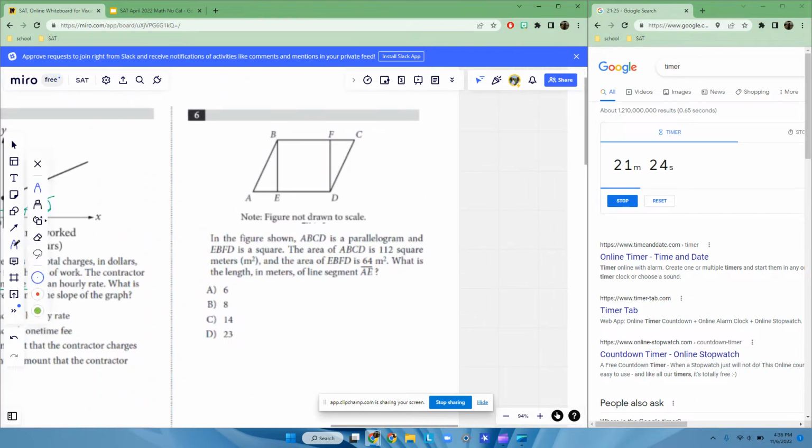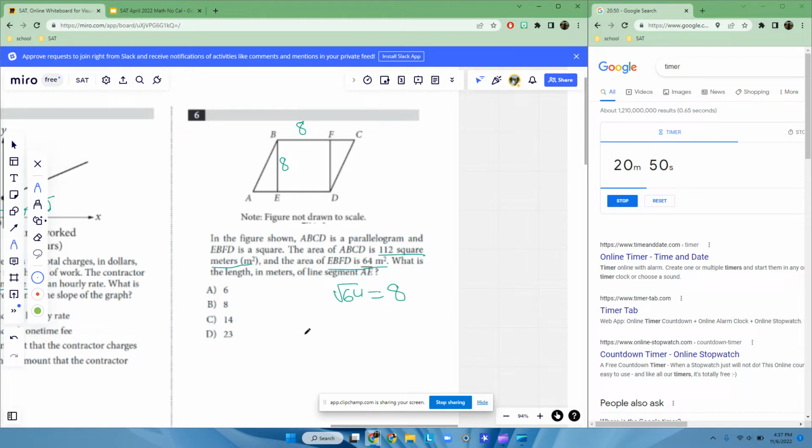Next question. This is a question where a lot of you guys will get confused. So easiest way we can do this. We know a square has the same base and same height. So here's what we have. The area of ABCD, which is the parallelogram, is 112 square meters. And the area of EBFD is 64 square meters. Okay, so if EBFD is a square and it's equal to 64 square meters, we know that the length is 8 and the base is also 8 because the square root of 64 is equal to 8.